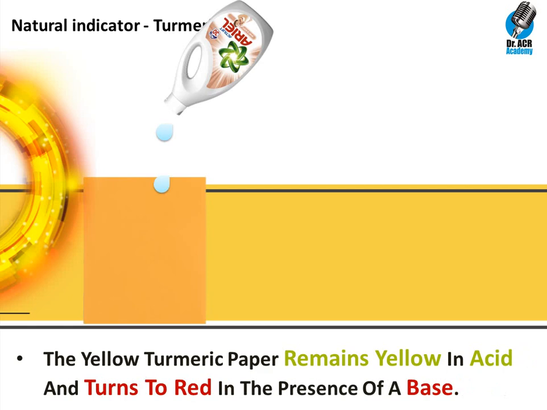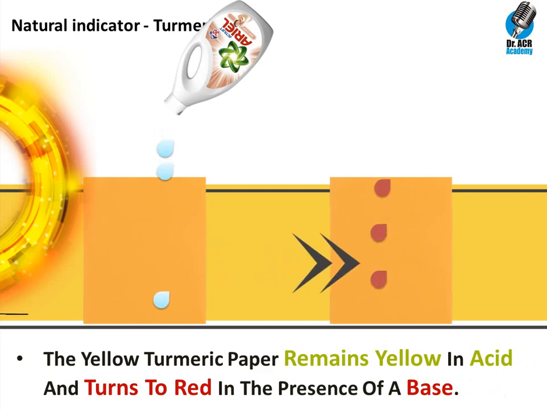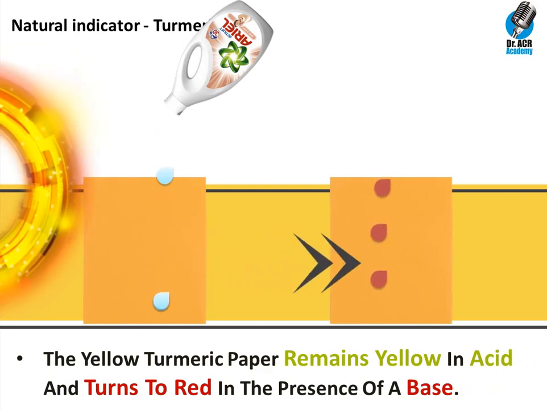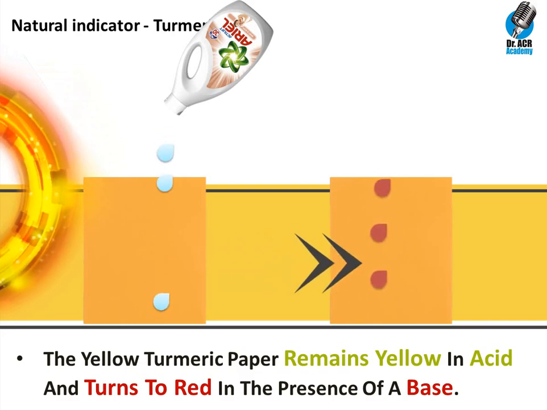When we add detergent to the yellow turmeric paper, the spots where the detergent has dropped will be bright red, as the detergent is a base.